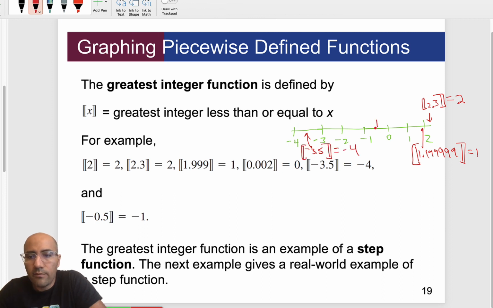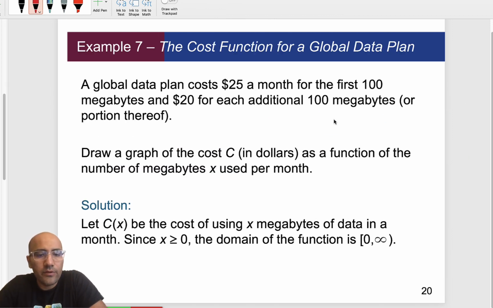And then negative 1.5, negative 0.5, we apply it to the greatest integer function, is going to be negative 1. Okay, here's an example that uses it.